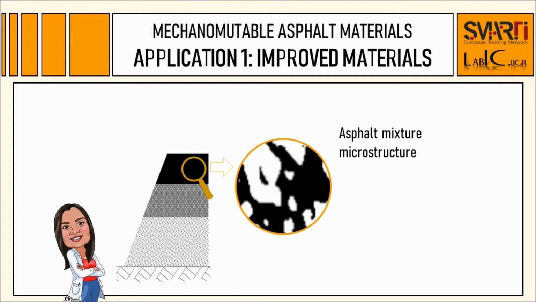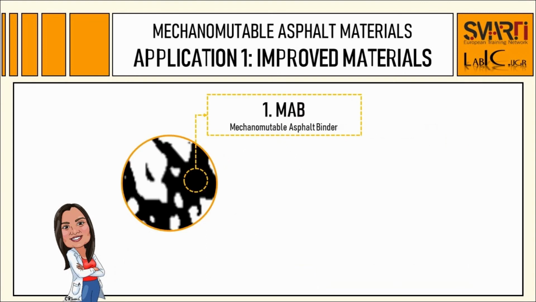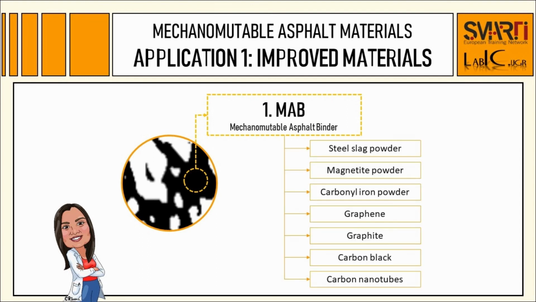Taking a look inside the microstructure of these materials, we can produce them at 2 levels: the binder scale and the mortar or mixture scale. In the first case, the production of the mechanomutable asphalt binders could be possible by their modification with powder steel slag, powder magnetite, powder carbonyl iron, graphene, graphite, carbon black, and carbon nanotubes.